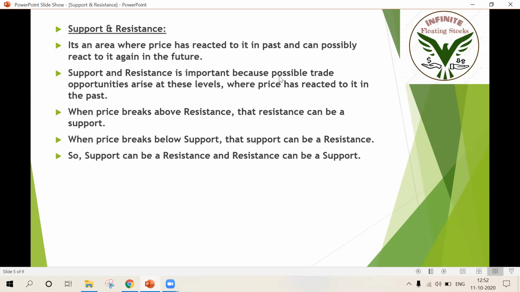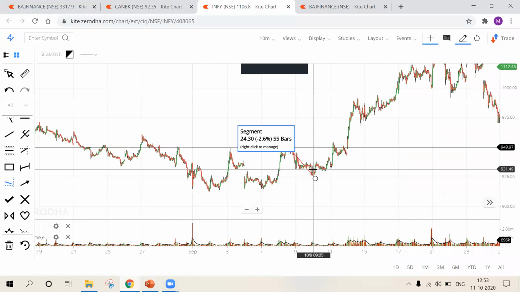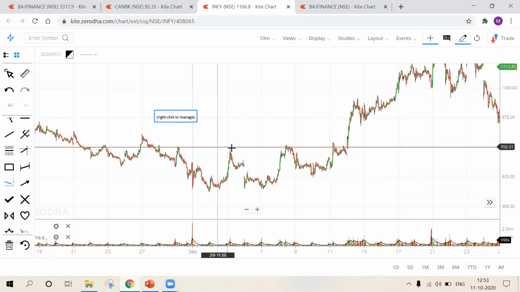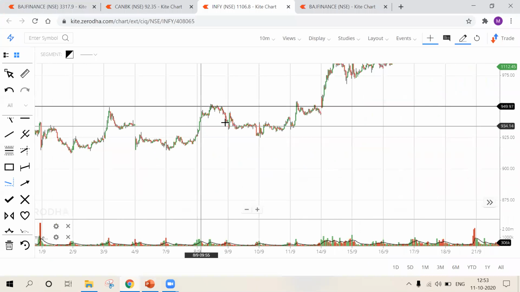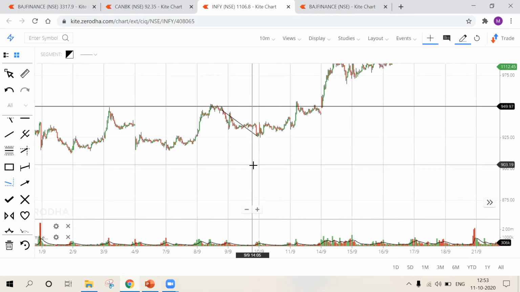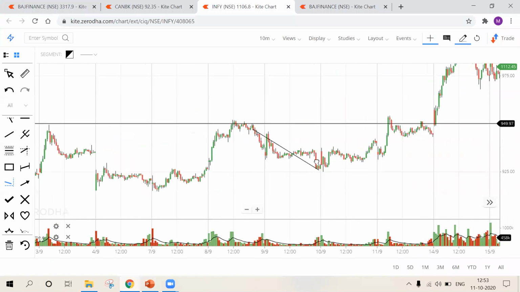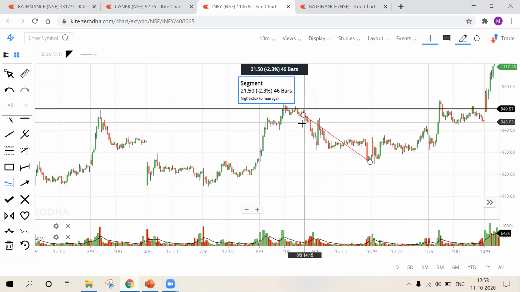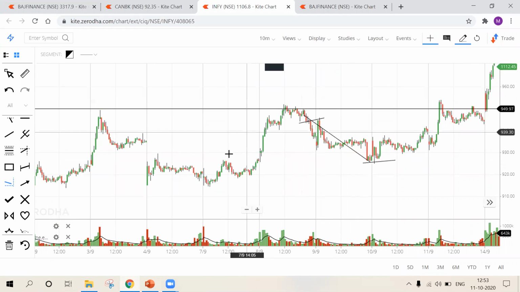Support and resistance are important because possible trade opportunities arise at these levels where price has reacted in the past. When I say possible trade opportunities arise, that means after connecting two touch points, this is the third touch point where the possible trade opportunity arises. You can expect the same behavior at the third rejection, and you can make a sell position first and buy back later to book profits.